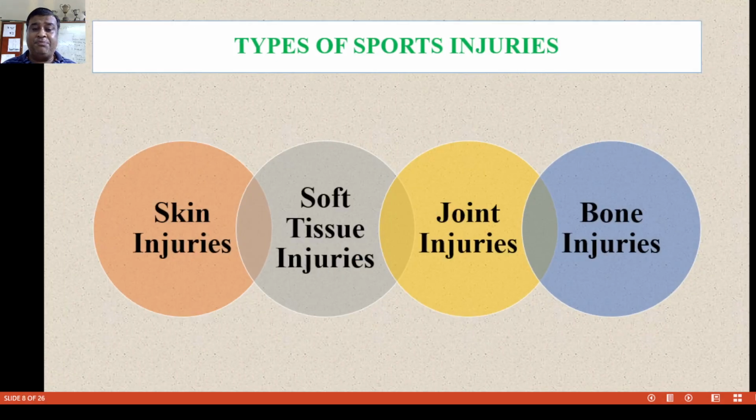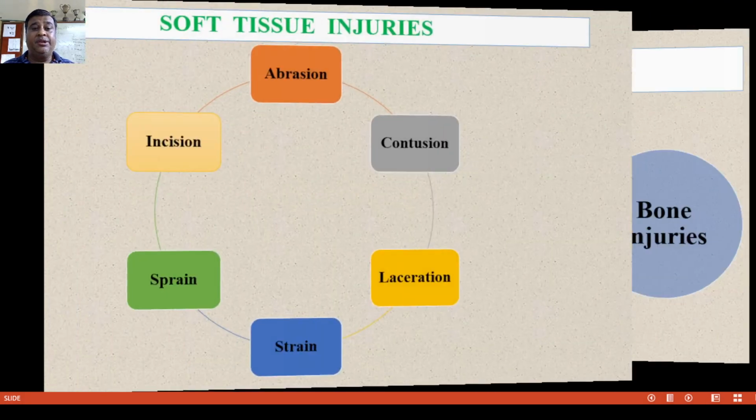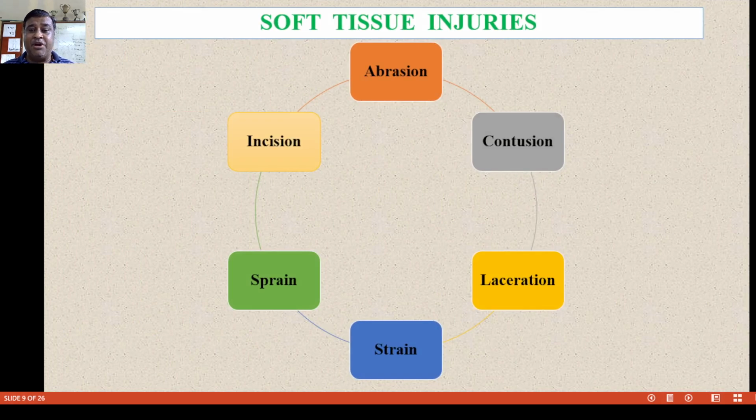Now types of sports injuries: there are four different types of injuries: skin injuries, soft tissue injuries, joint injuries and bone injuries. We'll discuss one by one. Now soft tissue injuries are abrasion, contusions, laceration, strain, sprain, incisions.